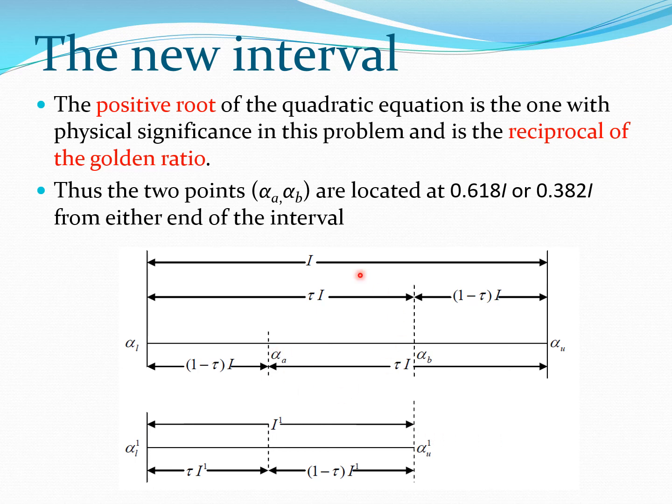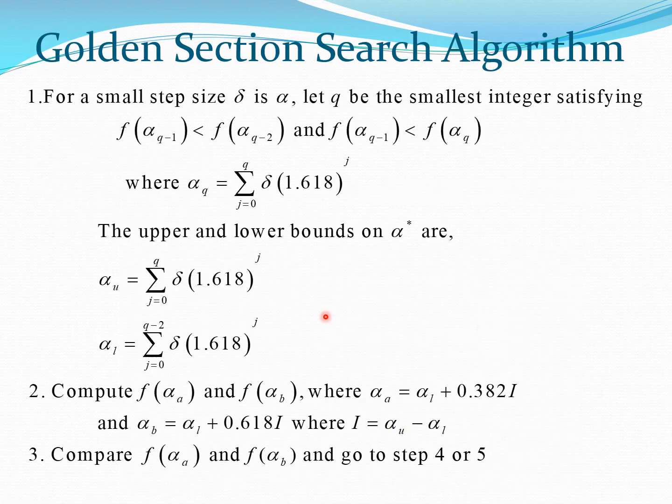So now this problem has become clear, so we can propose the algorithm which you can implement on a computer, or you can do problems by hand. You can see in the book there are some solved examples for this problem. So let's start this problem. For a small step size delta, let q be the smallest integer which satisfies this fact. So essentially this means that you have bracketed the minimum point, where alpha q is given by this general expression. Now the upper and lower bounds on alpha star, which is the estimated minimum point, are these two.